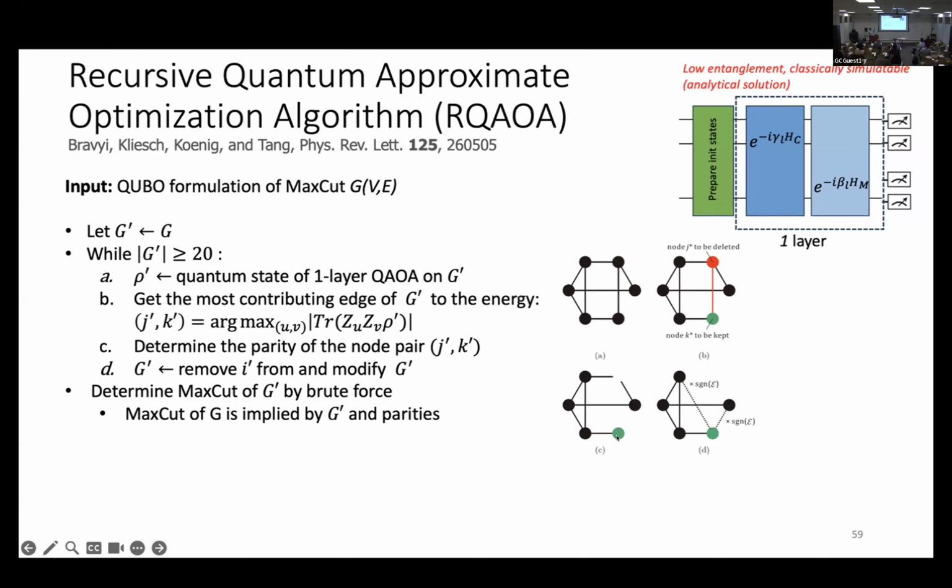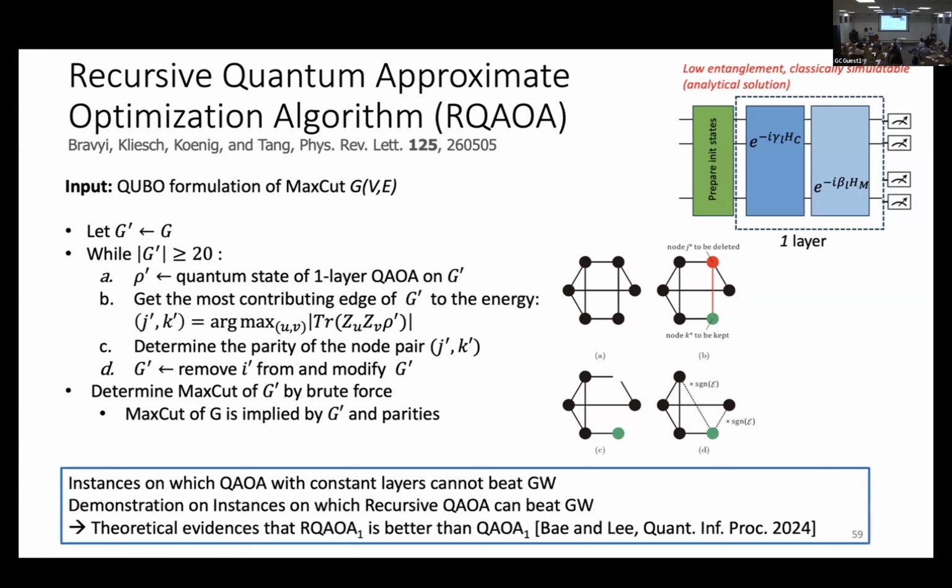So there are ways to reduce the graph one node at a time by doing this recursive QAOA, but only doing one layer of QAOA, for which you know the analytical solution. Interestingly, they saw that there are instances where QAOA with constant layers cannot beat Goemans-Williamson, the best classical algorithm. And he also demonstrated that there are instances where recursive QAOA beats Goemans-Williamson.